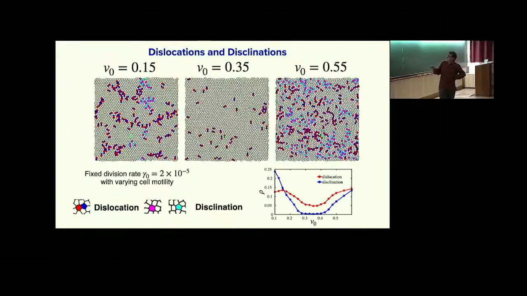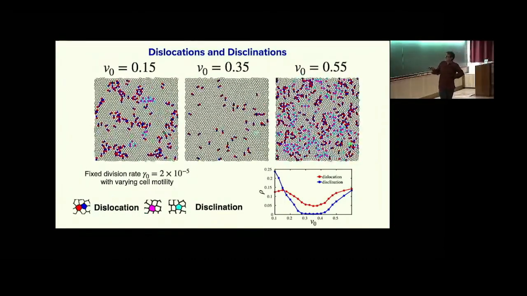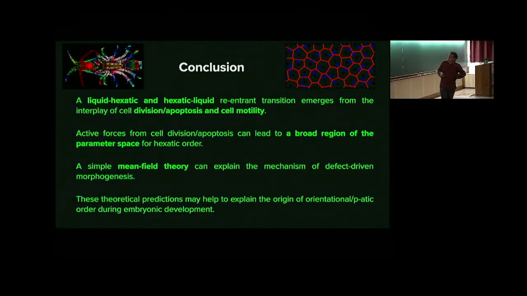And in this hexatic phase, you can see the density of disclinations drops down to 0. It's this range here. You have non-zero density of dislocations. So I'll just summarize here that a liquid hexatic and hexatic liquid re-entrant transition emerges from the interplay of cell division and cell motility. You need both.